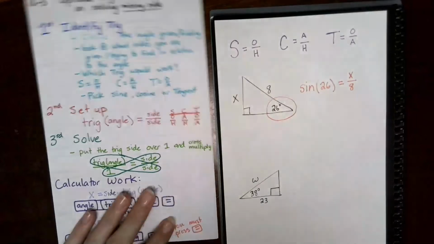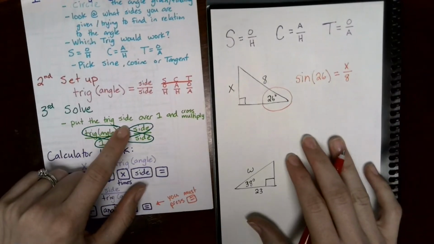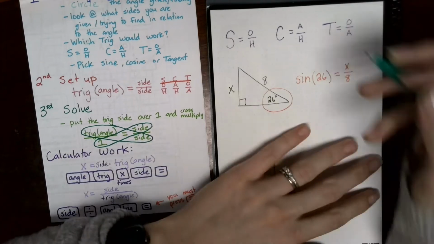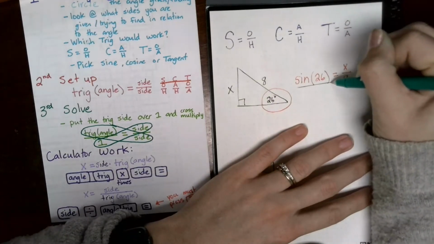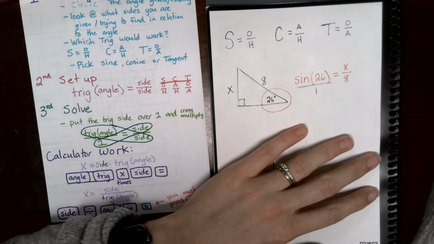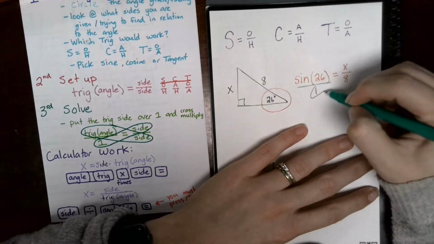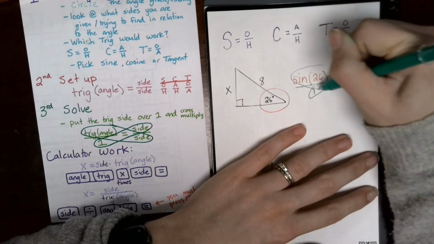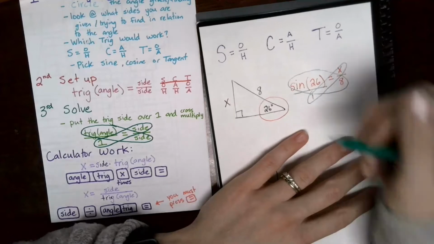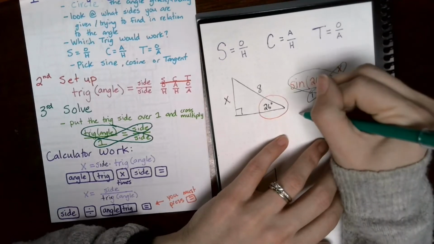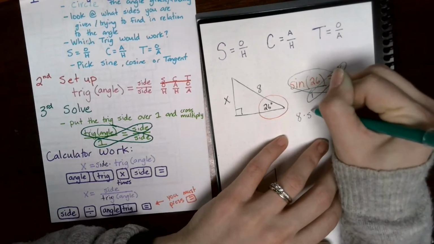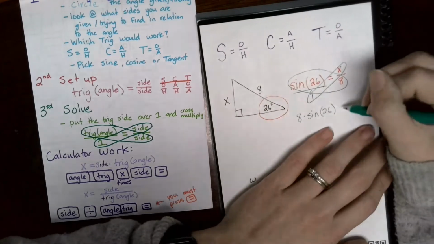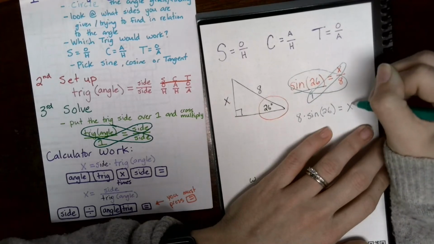Now for the solving part, okay? It says put the trig side over 1 and cross multiply. So here's how I do that. I put it over 1 and then I cross multiply. So I end up with sine 26 times 8 and x times 1. Let me write that out. So 8 times the sine of 26 equals x.